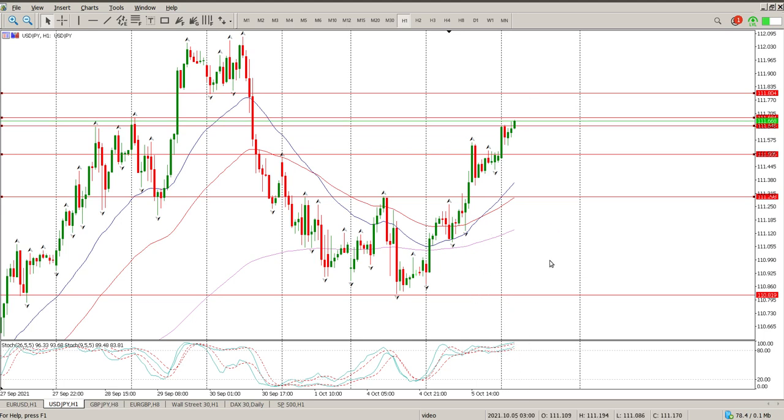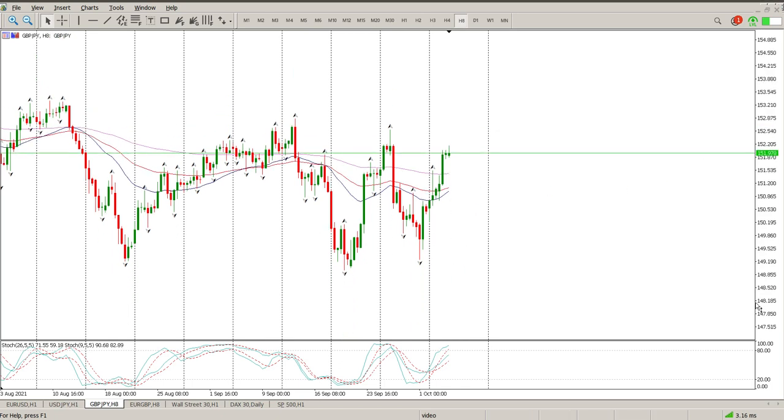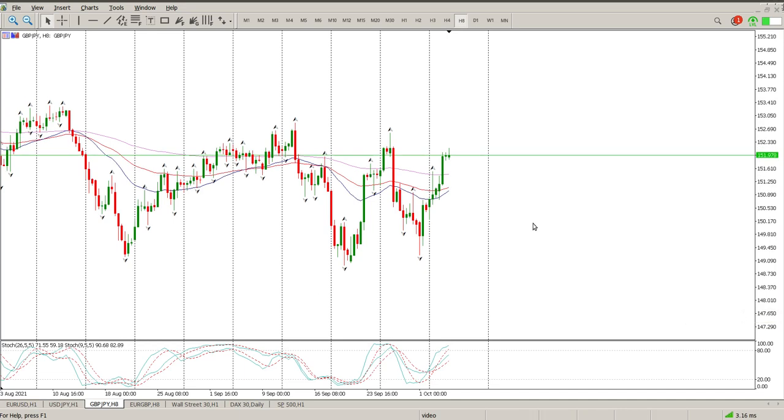With oscillators like this, not something I want to be jumping in on a day trade. Anyway, moving on to British pound, Japanese yen. Another one which we've basically rallied again. But if you look at the bigger picture, we are sideways.